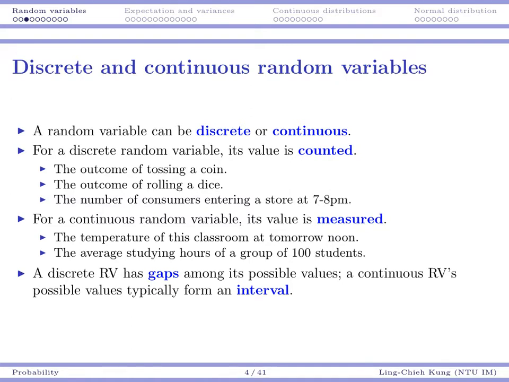So a key point here is that counted and measured are not equivalent to integers and fractional numbers, even though in many cases they are. Even if we have only fractional values that are possible, the outcome may still be counted. So that's something to keep in mind: counted and measured. In another way, we say a discrete random variable has gaps among its possible values, but for continuous random variables, the outcome typically forms an interval, so there is no gap between values.